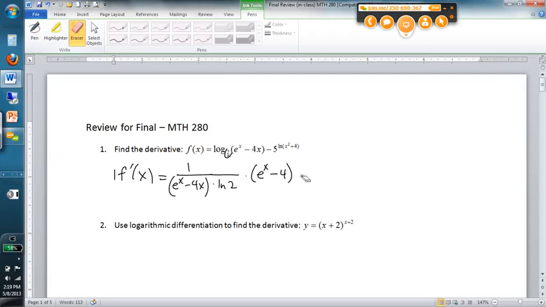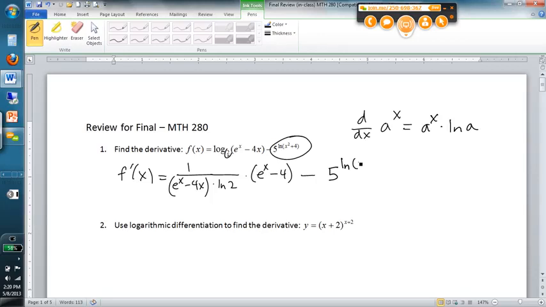The second part is minus. All right, so for this exponential, remember the derivative of an exponential: if it was e to the x, the derivative would just be e to the x. But a to the x has derivative a to the x times ln of a. Now this has the other part to it, chain rule. So I've got 5 to the ln of x squared plus 4 times the ln of 5. But what's the other part? The derivative of the inside?